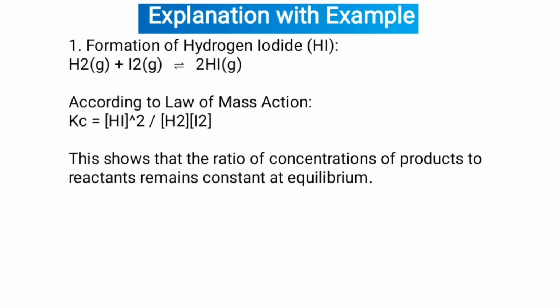Now, explanation with example. First one, formation of hydrogen iodide, HI. H2 gas plus I2 gas gives 2HI, also a gas. According to the law of mass action, K is equal to [HI]^2 divided by [H2][I2]. This shows that the ratio of concentration of products to the reactants remains constant at equilibrium.